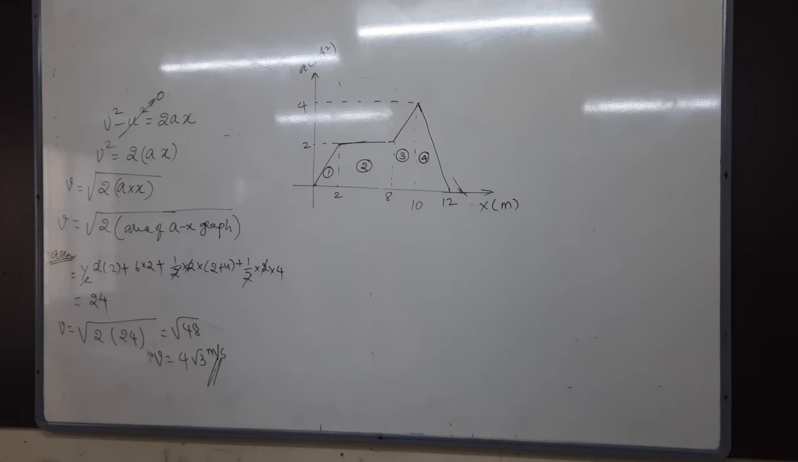What's the answer? 45 meters. Yes, how did you get that? Half into base into height. Which graph have they given? Velocity time graph, no? They are asking height, not acceleration. Check the question, read the question properly.